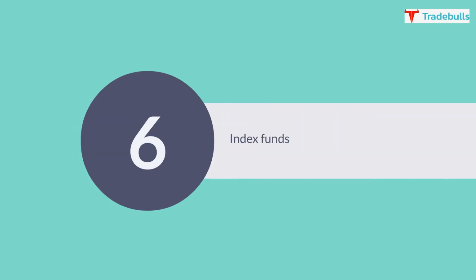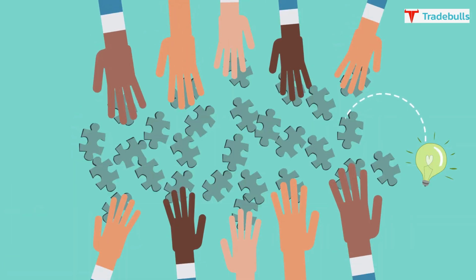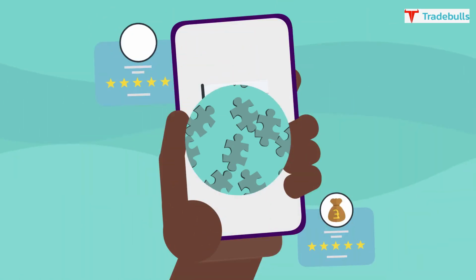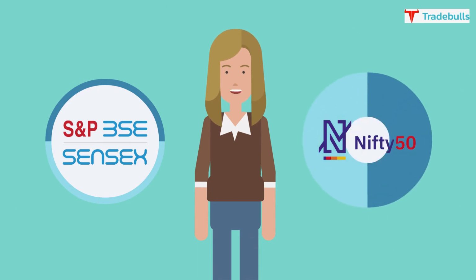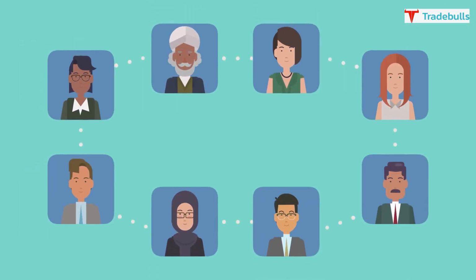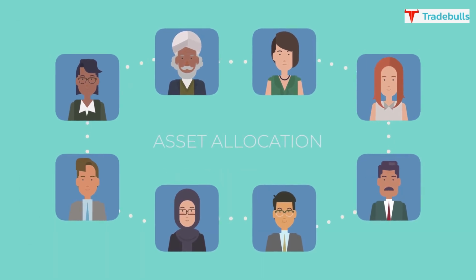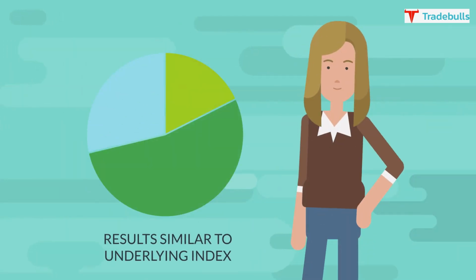6. Index funds. Index funds are a type of equity fund that aims to track and emulate the performance of a famous stock market index like the S&P BSE Sensex or the NSE Nifty 50. An index fund's asset allocation is identical to the underlying index. As a result, index mutual funds give returns that are similar to the underlying index.